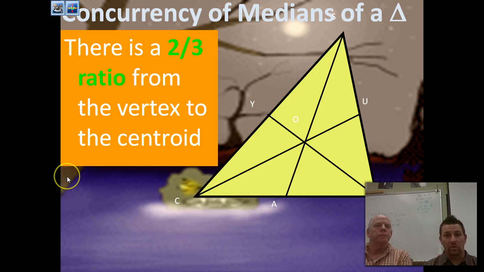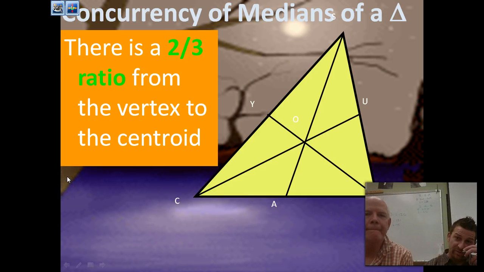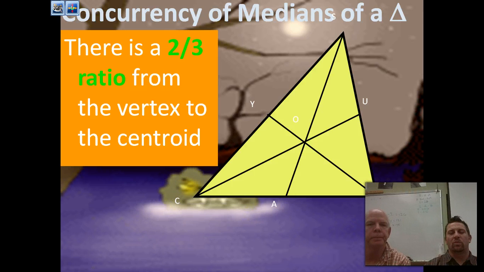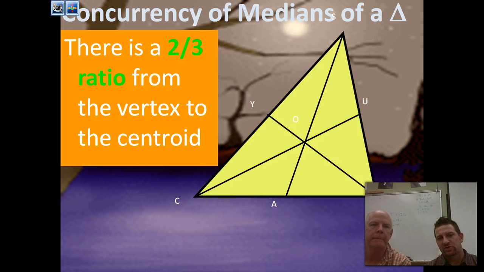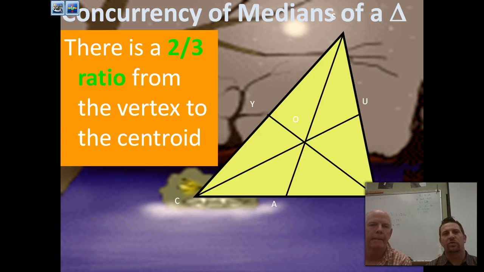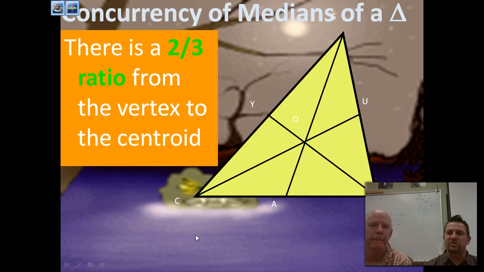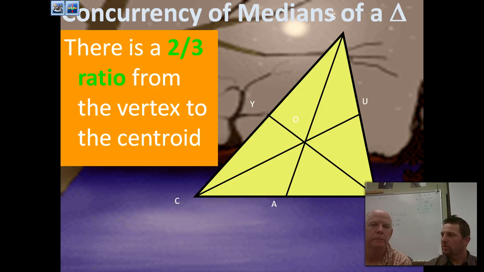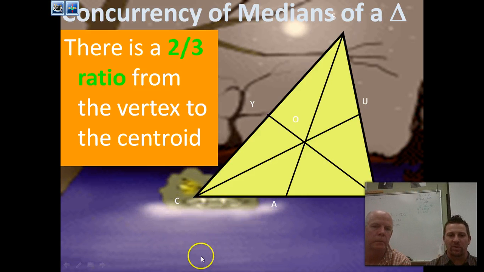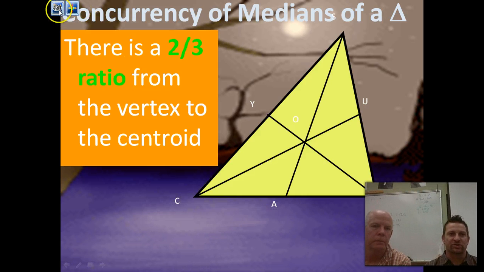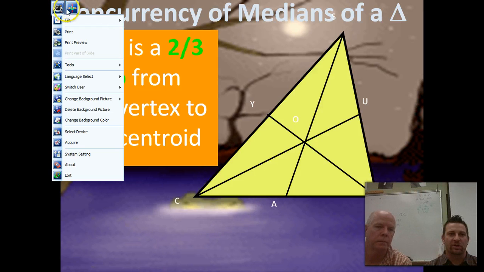All right, guys, when we talk about concurrency of medians of a triangle, we want to wrap our heads around the idea that there's a 2/3 ratio from the vertex to the centroid. When I think of centroid, I don't know about you, Mr. Scritchfield, but to me centroid is the easiest one because I don't have to worry about perpendiculars, bisectors, and all that stuff.